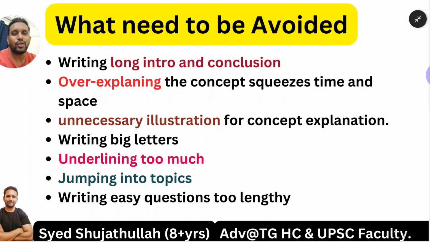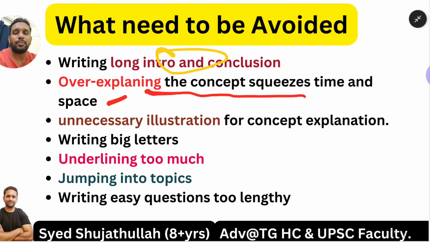What needs to be avoided? Do's are already given in the parameter-wise discussion. Writing long intros and conclusions needs to be avoided because that is only for a presentation. Your answer should be addressing the question. So make sure the intro and conclusion are crisp and short, like 4 to 5 lines, not more than that. Over-explaining the concept squeezes time and space.